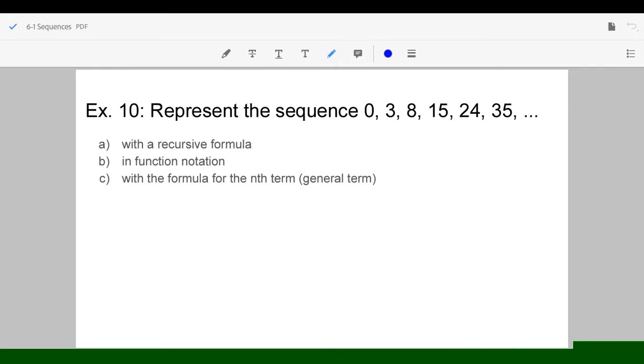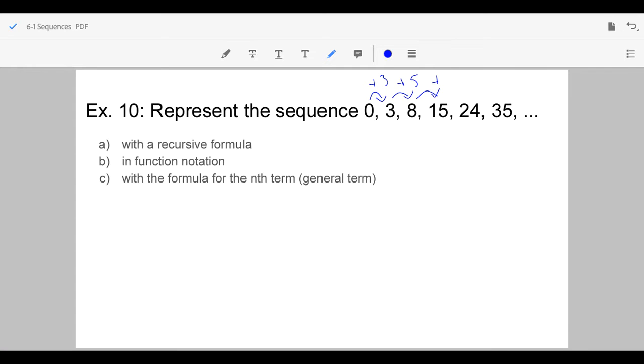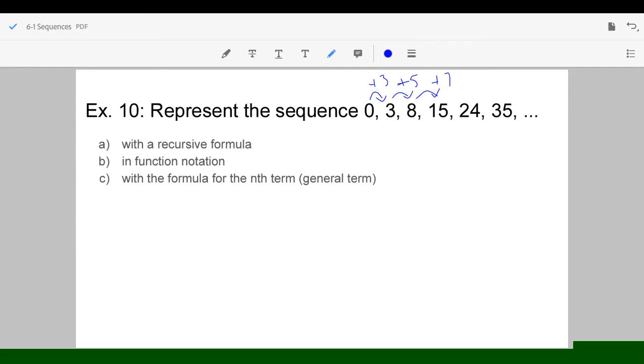All right, we have one final example here. I started it in the last video and got cut off again, so I'm going to start it fresh. We have the sequence 0, 3, 8, 15, 24, 35, and we notice that we are adding the odd numbers, starting with 3, to each of the previous terms in order to get the next term.